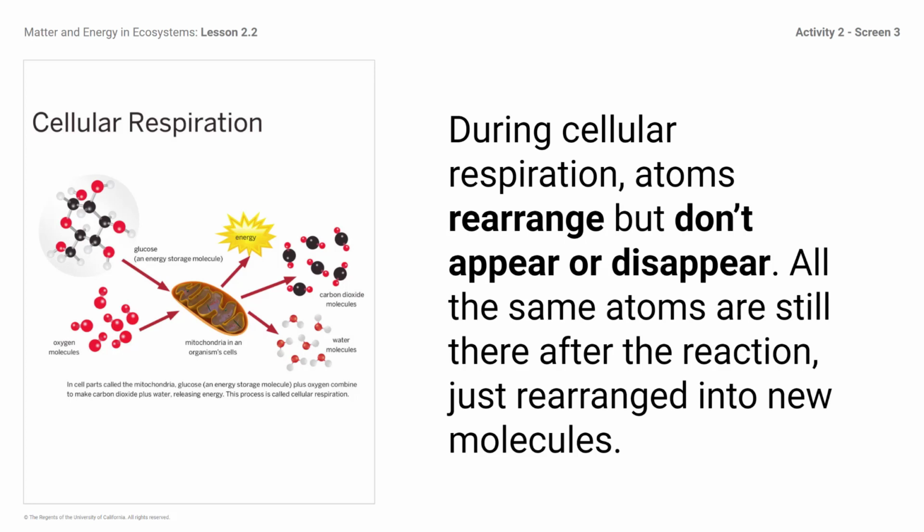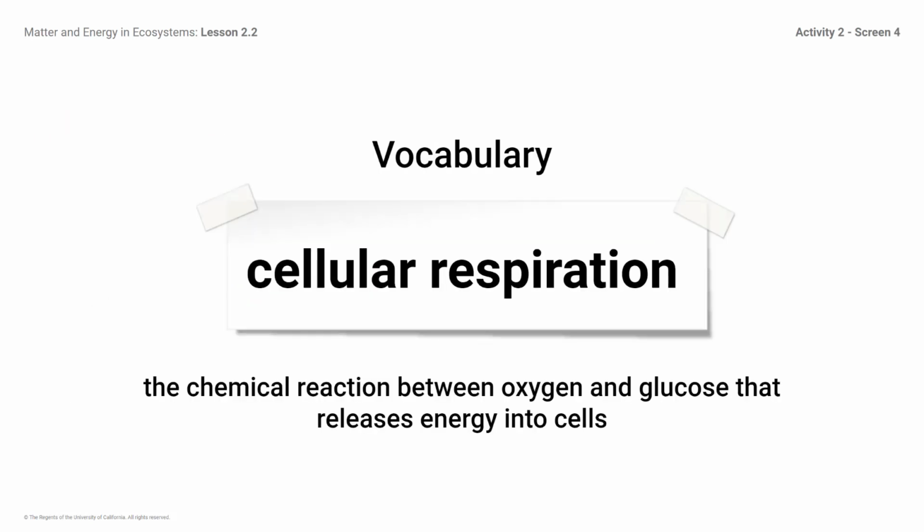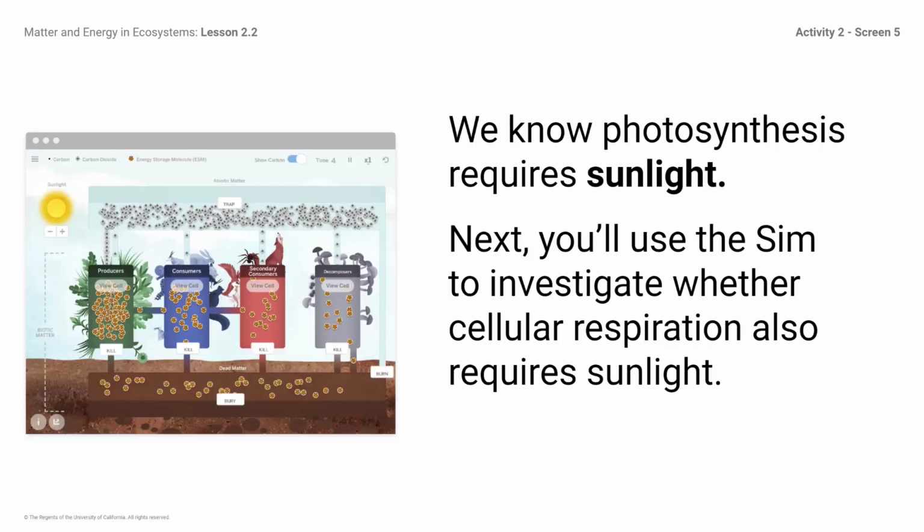6. How many carbon atoms are there after the reaction? Shown on the right side of the diagram. 6. The same 6 carbon atoms are still there. They have just rearranged. You can count the oxygen or hydrogen atoms before and after the reaction as well. They are represented by red and white spheres. Vocabulary: cellular respiration. The chemical reaction between oxygen and glucose that releases energy into cells.